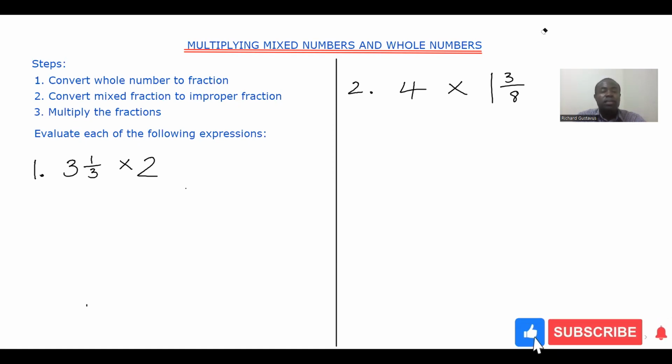Whenever you're given mixed numbers and whole numbers to multiply, there are 3 steps that I'm recommending. Step 1, you convert the whole number to a fraction. We simply do this by dividing the whole number by 1. Step 2 is for you to convert the mixed number to an improper fraction. Then step 3 is for you to multiply the fractions.